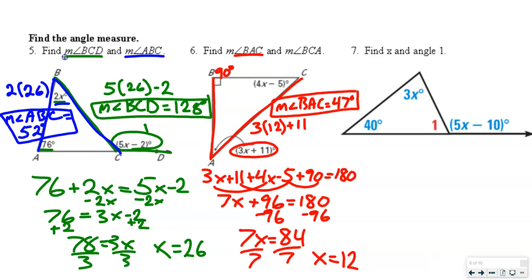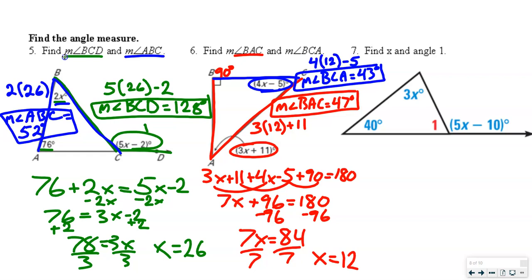We also need to find the measure of BCA. That's the other one, our 4x minus 5. We'll circle it. Plug in 12 for x. That's 48, and minus 5 will give us 43. So the measure of angle BCA equals 43 degrees. So we use the interior angles theorem for that, knowing that all three need to add up to 180.